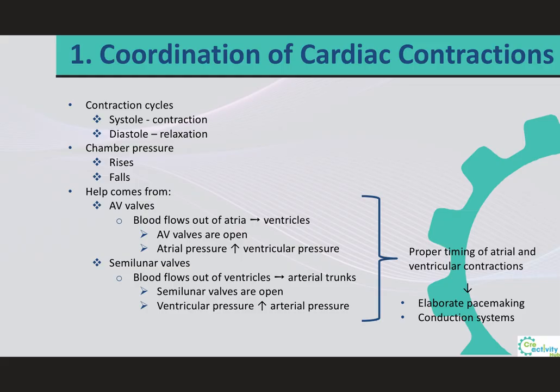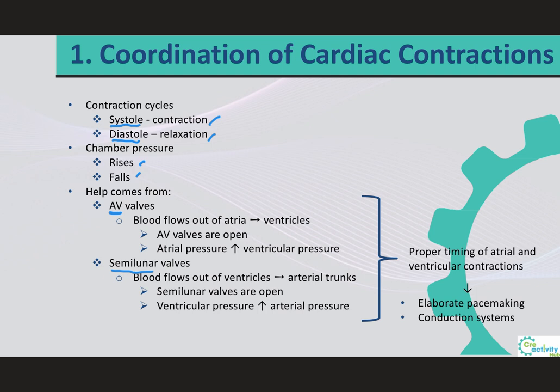Therefore, we can say that the heart will work in cycles of contraction and relaxation. Contraction is also called systole, and relaxation is called diastole. The pressure within each chamber will alternately rise and fall during these periods of contraction and relaxation. Now, the atrioventricular valves and the semilunar valves will help to ensure that there is a one-way flow of blood despite these pressure variations.